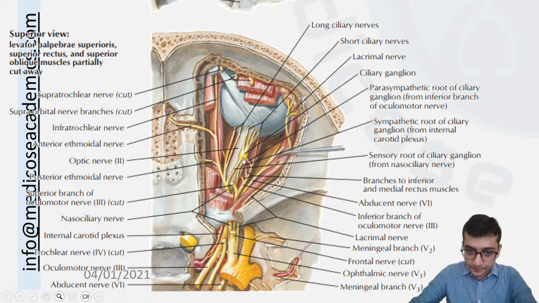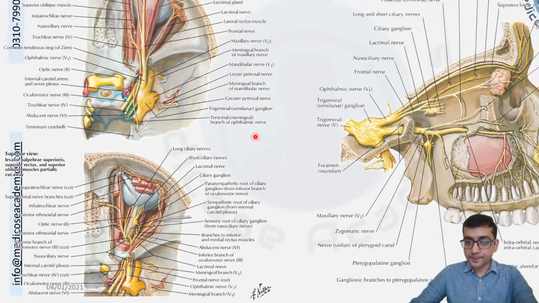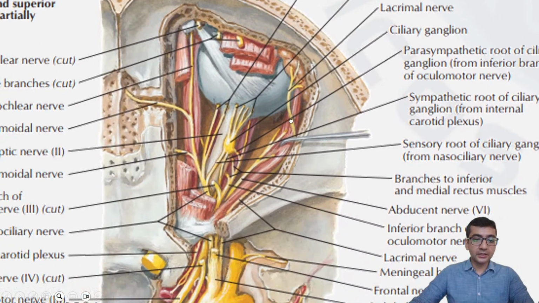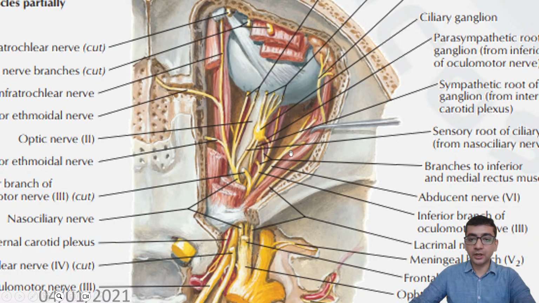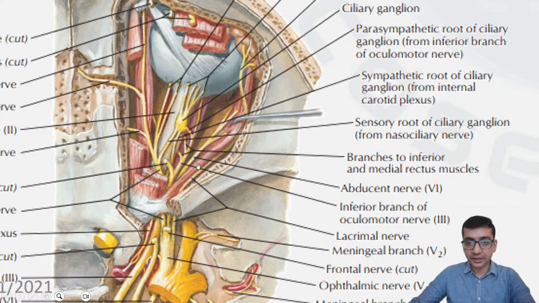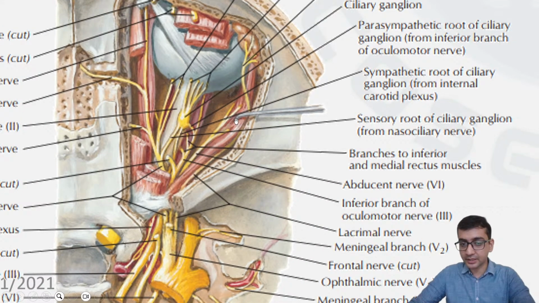It will supply the ciliary ganglion for the parasympathetic fibers, and it will continue to go to the inferior oblique. Two motor nerves still remaining, that is the nerve to the lateral rectus. This is the abducent nerve. It runs on the medial aspect of the lateral rectus. It runs inside the cone and it terminates by ending inside this muscle.